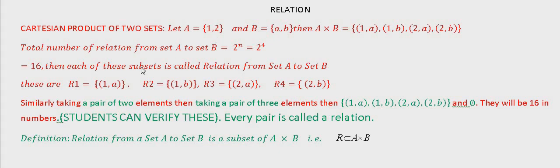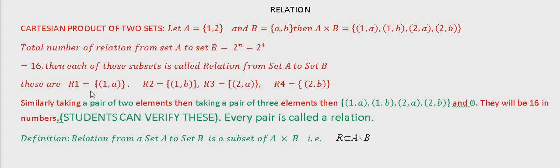Now how can you write these? These will be like taking one element from A cross B. So let the first relation be (1, a), then the second relation is (1, b), then (2, a), (2, b). So there are four relations in which only one pair, one element, is there. But we said there are 16 relations.